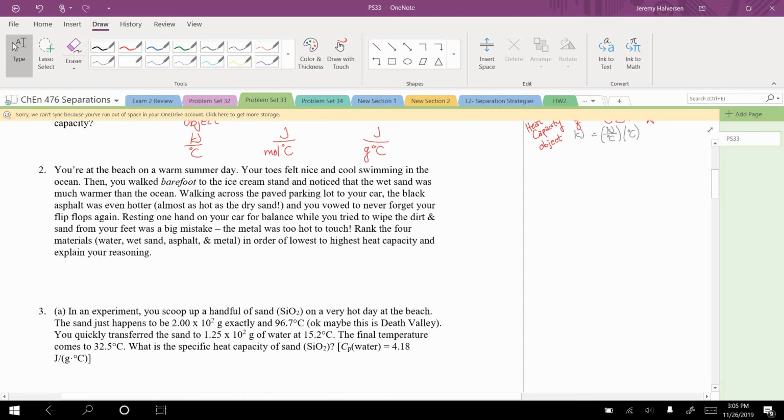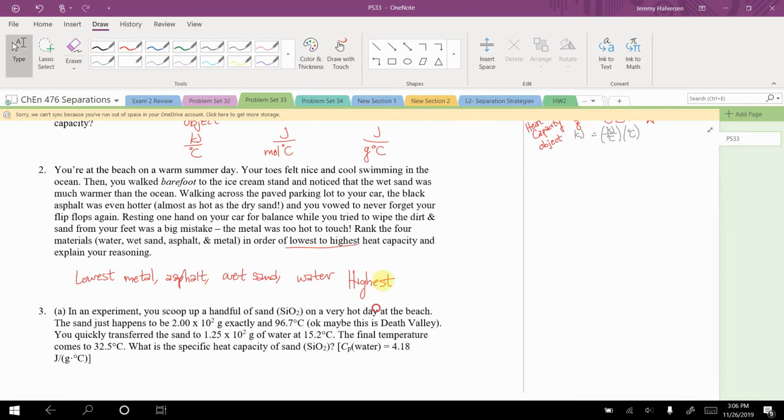So the highest heat capacity, what they want is order from lowest to highest. Well, the thing with the highest heat capacity is going to be the lowest temperature, so the water. The thing with the lowest heat capacity has the lowest capacity to absorb heat without changing temperature, so that's going to be the metal because it changed temperature a lot. It has a low capacity to absorb heat. And then they'll just go in order of how hot they were. So we get metal, asphalt, wet sand, and then water.